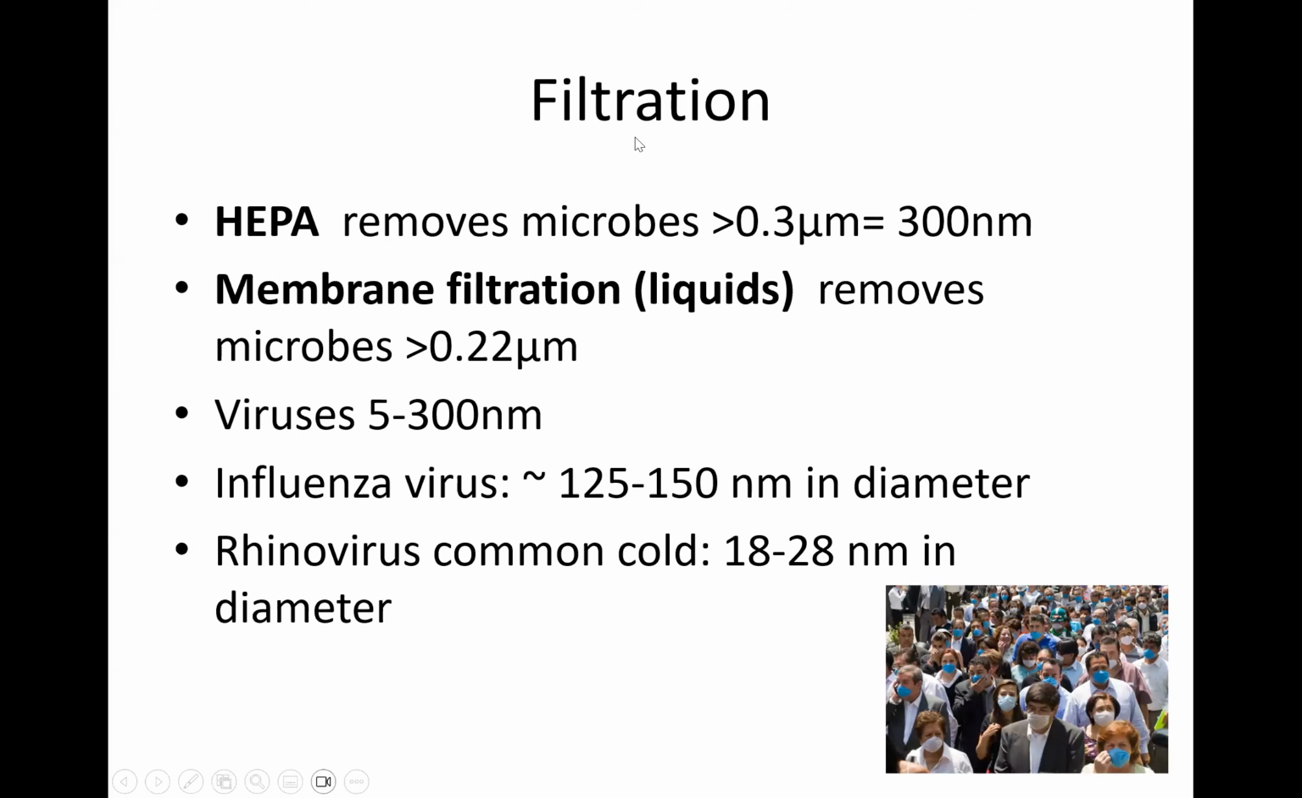All right, we also have filtration processes as well. So you'll hear about HEPA filtration systems, and this is going to remove microorganisms that are larger than 0.3 micrometers, which is about 300 nanometers. We also have liquid filtration as well, and it can get much smaller microorganisms. But again, when we think about the sizes of viruses, they are anywhere between 5 to 300 nanometers. And so the influenza virus is extremely small when we think about those sizes taking place. So these filtration processes are useful in some circumstances, but they're not necessarily useful in all circumstances.